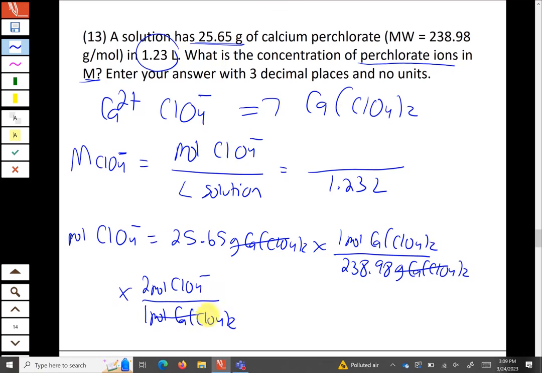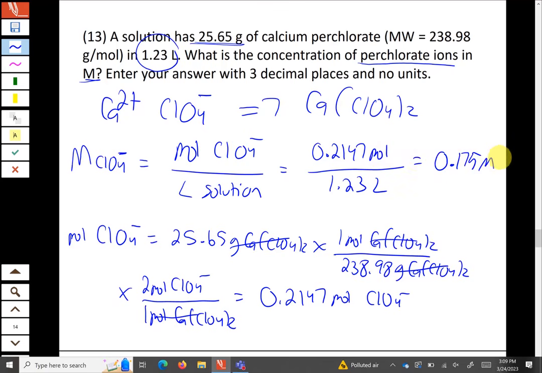So a 2-to-1 ratio of perchlorate to moles of compound gives us 0.2147 moles of that ion. So that number is going to go up here into the numerator when we calculate the molarity. That's how many moles of perchlorate there are. So that number divided by the volume gives us the molarity of 0.175. And I guess you would just enter the number again, 0.175.